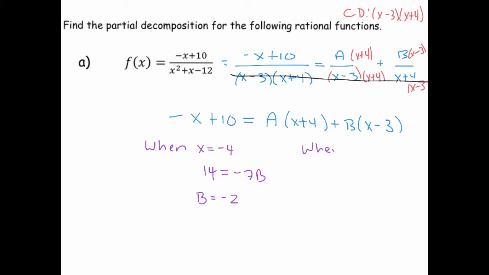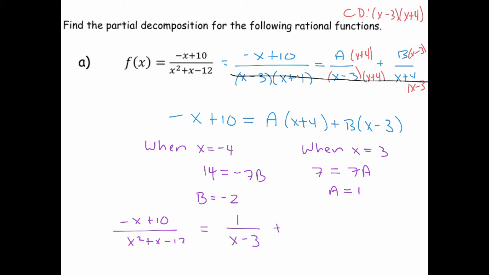Similarly, if I plug in 3, the left-hand side becomes 7. The right-hand side only retains the a term, so I get 7a. So that means a is equal to 1. And so now we're done. Therefore, negative x plus 10 over x squared plus x minus 12 can be decomposed into 1 over x minus 3 plus negative 2 over x plus 4. So there's the decomposition.